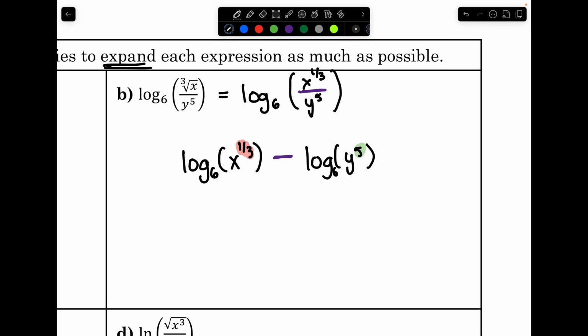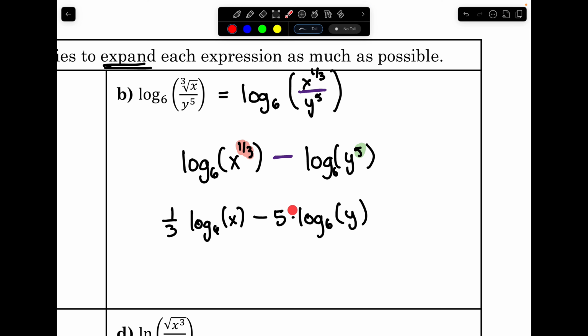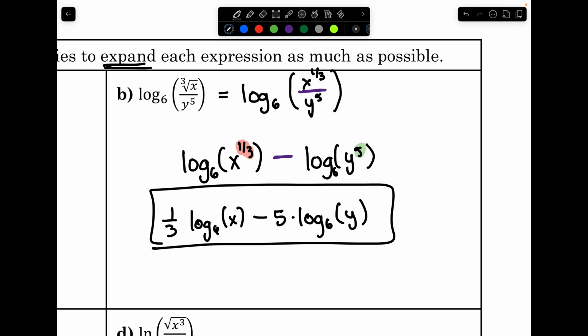So here I can write this as 1/3 times the log base 6 of just the letter x, no more exponent, minus 5 times the log base 6 of my variable y. And you don't have to indicate again that you're multiplying like I did in the second example. You could just leave it the way I have it here. And that would be the expanded form of log base 6 in the equivalent form. So this is the same thing as that up there.